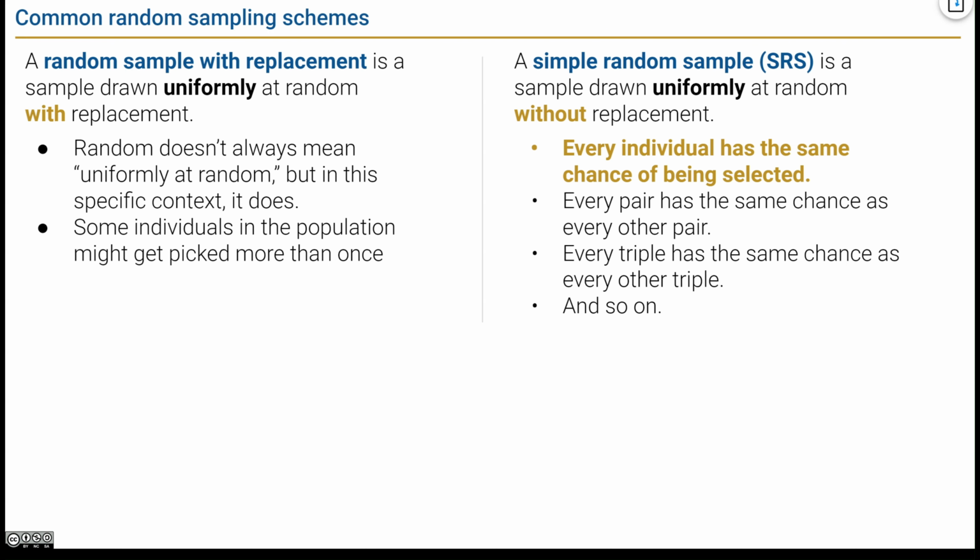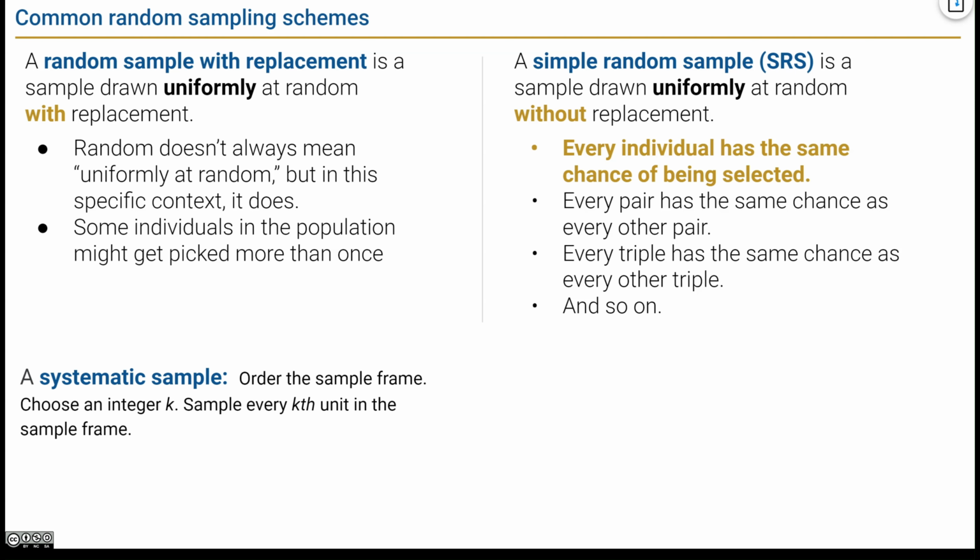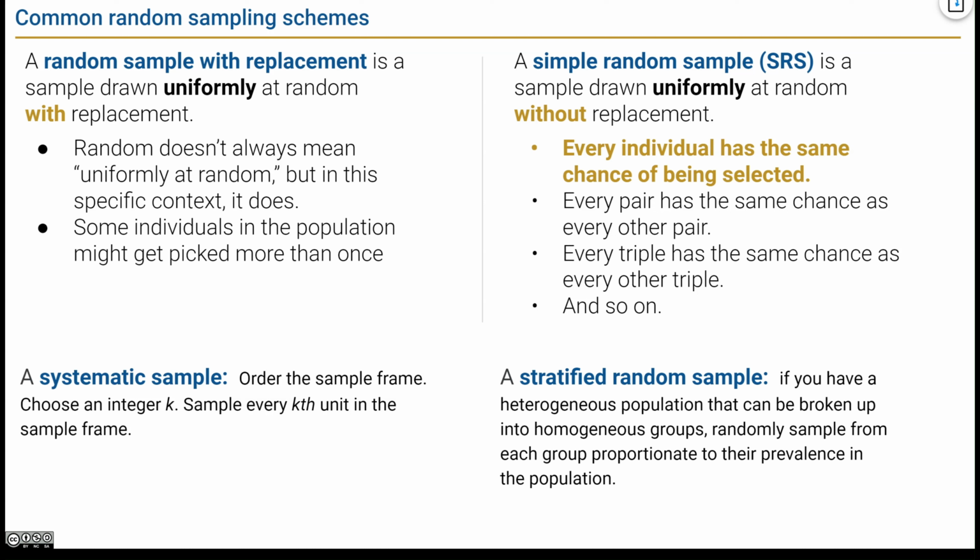All right, so these are the two most common ones that we'll use in this class, but I just want to point out there are some other commonly used probability sampling schemes. One of them is called a systematic sample. And in this one, you order your sample frame based on some type of order that you choose. Maybe it's alphabetical order, maybe it's numerical order. And then you choose an integer and you sample every kth unit in the sample frame. That is, again, a type of sampling where we can quantify the chance error that will result.